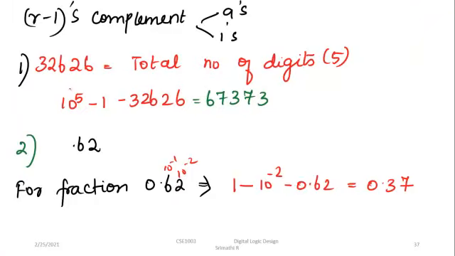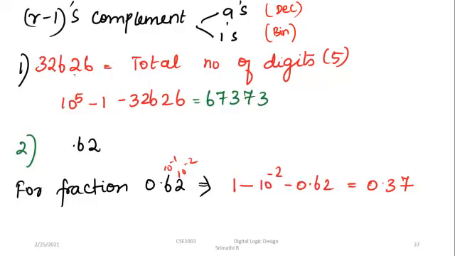The next thing I'm going to discuss is about the r minus 1's complement, which is nothing but the 9's complement and the 1's complement. 9's complement for the decimal number and 1's complement for the binary number.